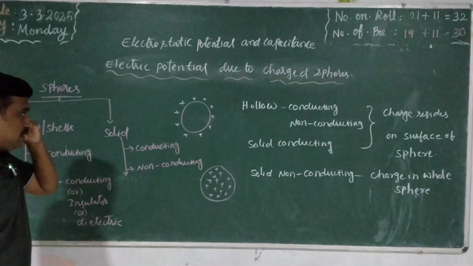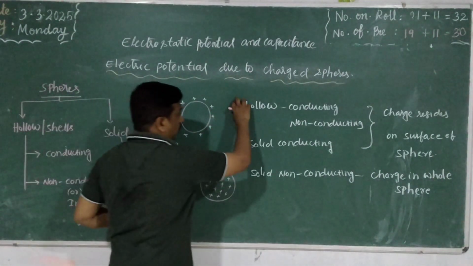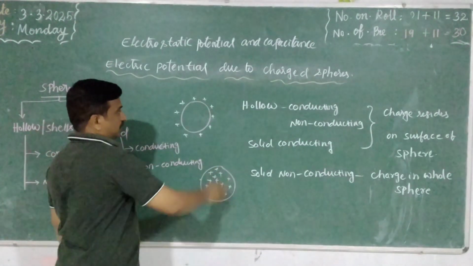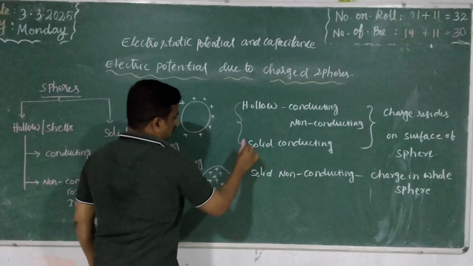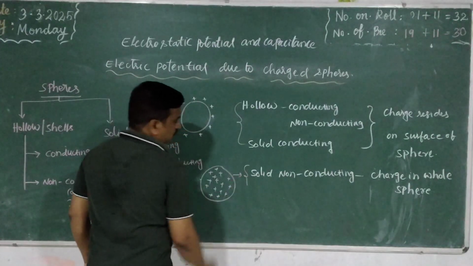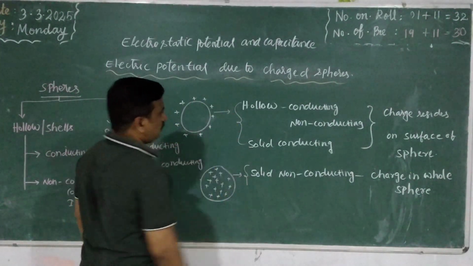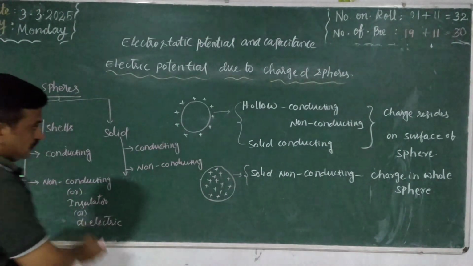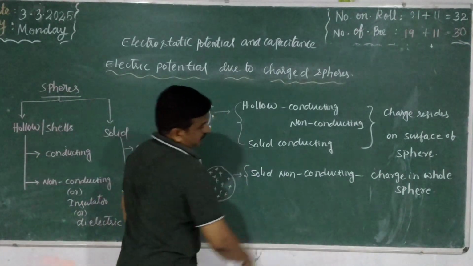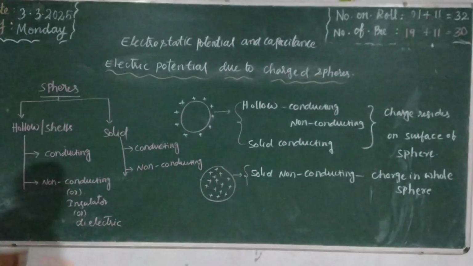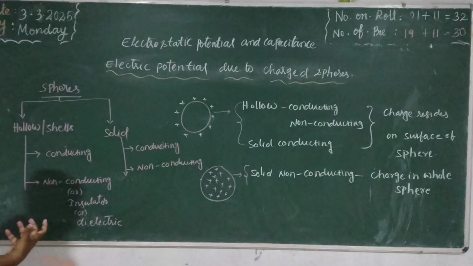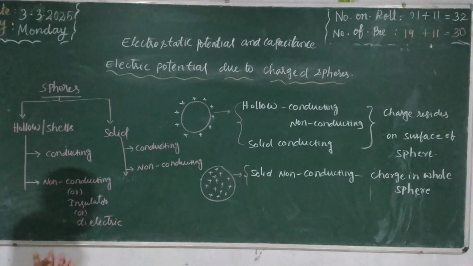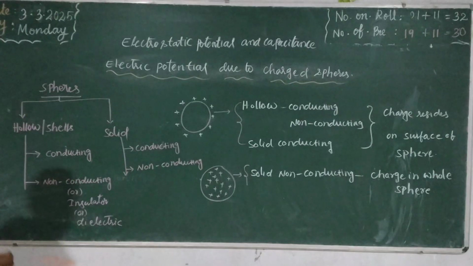So this is the difference between hollow conducting, non-conducting, solid conducting, and solid non-conducting. This applies to these three, and that applies to solid non-conducting spheres. Now we discuss how electric potential is produced inside and outside the sphere.